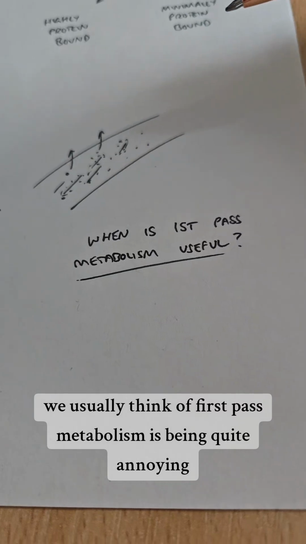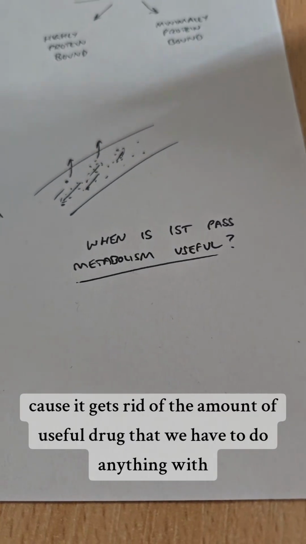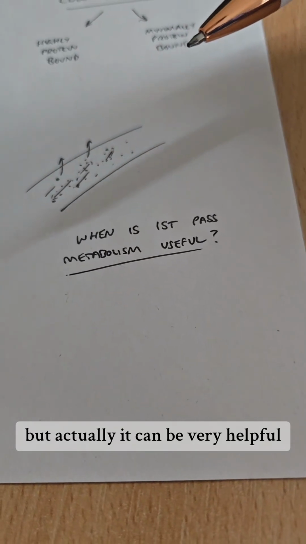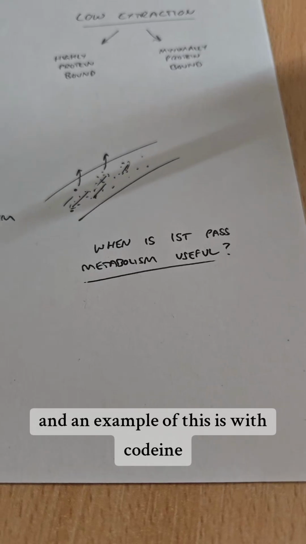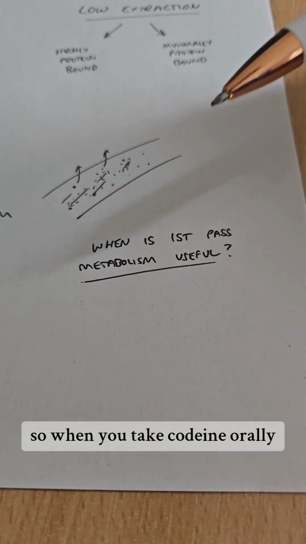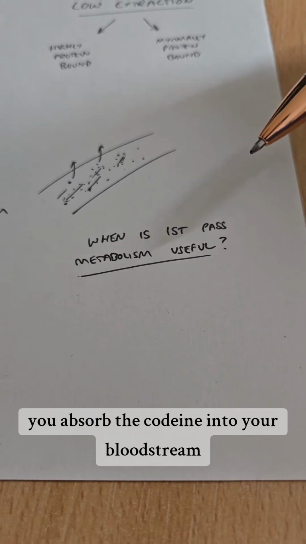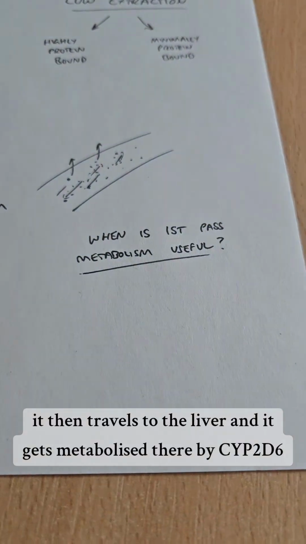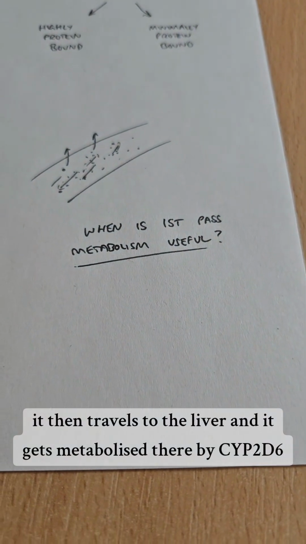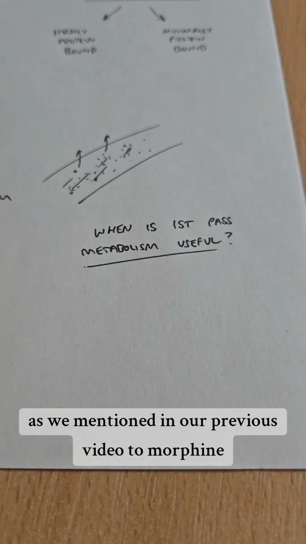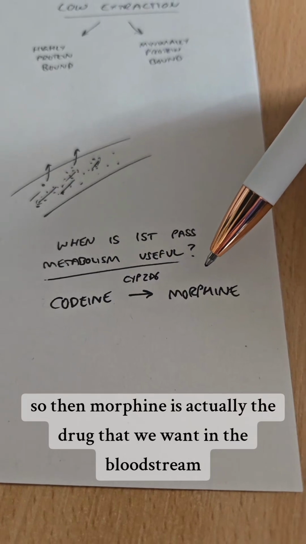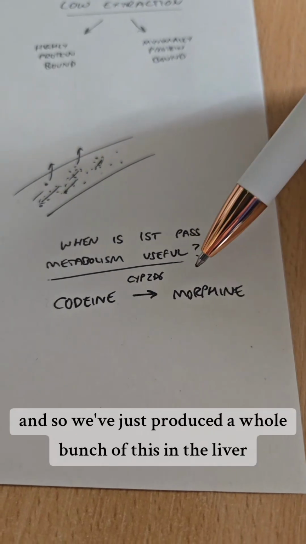And we usually think of first pass metabolism as being quite annoying because it gets rid of the amount of useful drug that we have to do anything with, but actually it can be very helpful, and an example of this is with codeine. So when you take codeine orally, you absorb the codeine into your bloodstream, into your portal system. It then travels to the liver and it gets metabolized there by CYP2D6, as we mentioned in our previous video, to morphine. So then morphine is actually the drug that we want in the bloodstream, and so we've just produced a whole bunch of this in the liver.